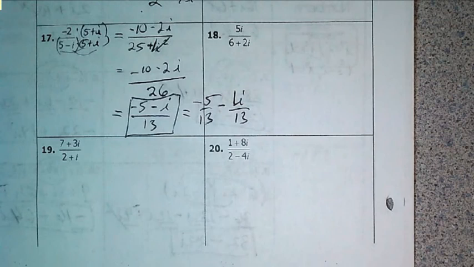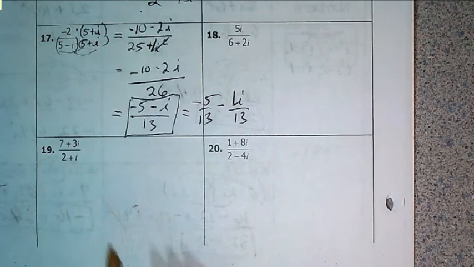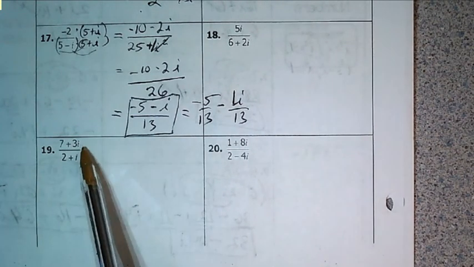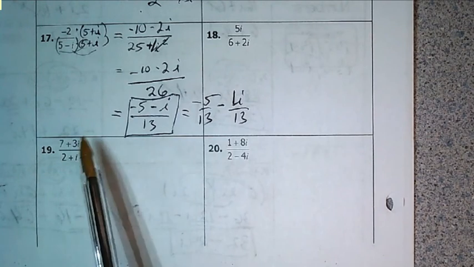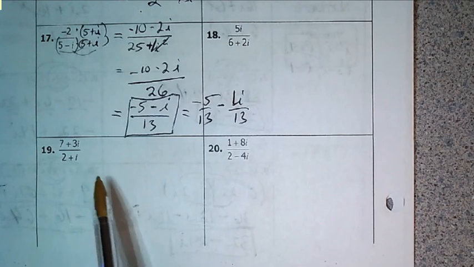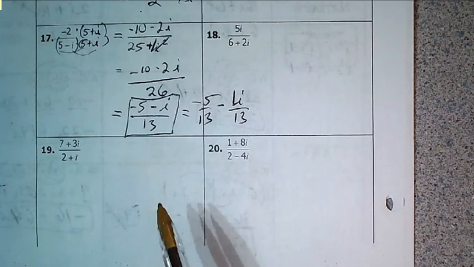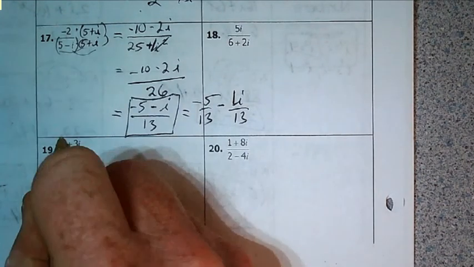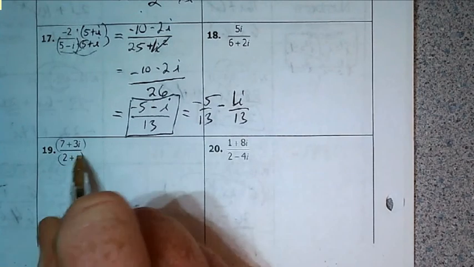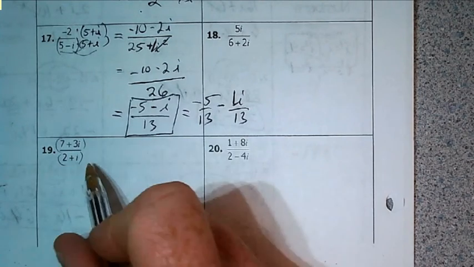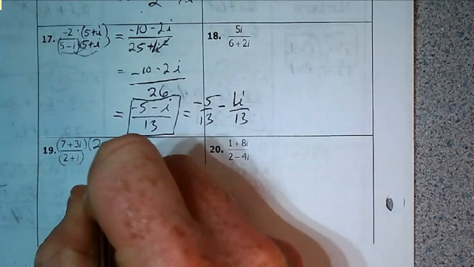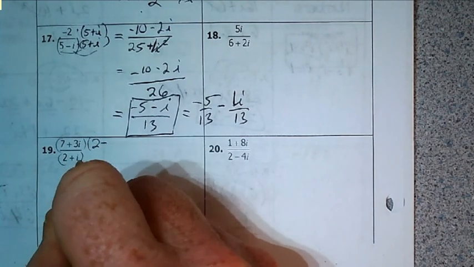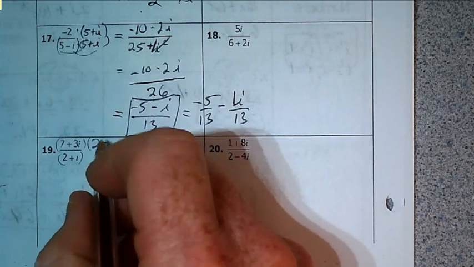The mistake that I'm seeing is that a lot of you are trying to multiply the numerator like we do conjugates. It doesn't work that way if you're not dealing with conjugates. So we're going to have to multiply the numerator and denominator. Notice I put these in parentheses because I want to remember that I have to deal with both of these. But when I multiply by the conjugate of 2 plus I, I am actually multiplying by 2 minus I.